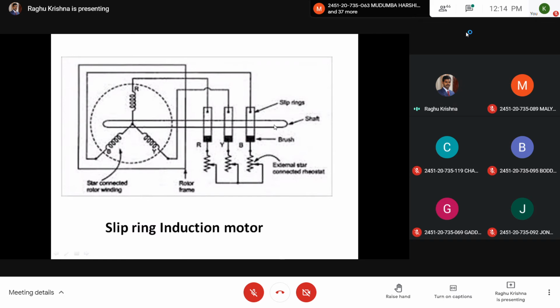The contact with the external resistance is made by these brushes. The brushes will rest on these slip rings, and they will insert resistance into the rotor winding, so the torque increases.